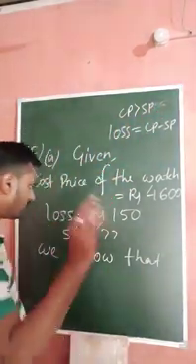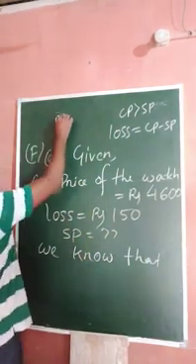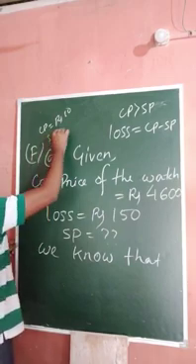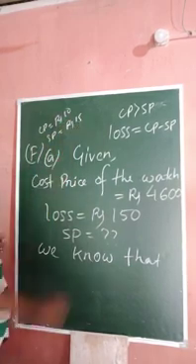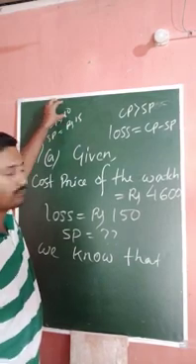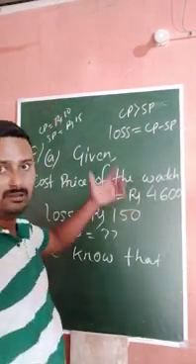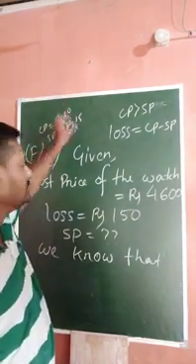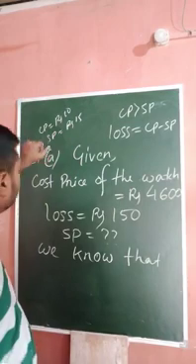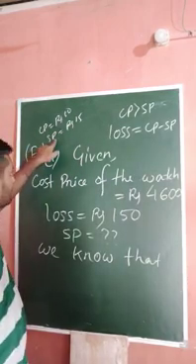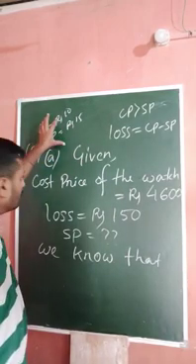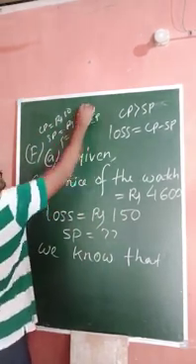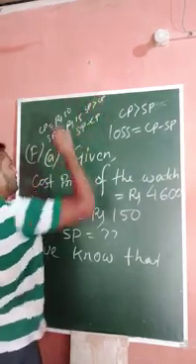Suppose you buy a pen at rupees 10 from a shop, and sell that same pen to another boy for rupees 15. Then in this case the selling price is greater than the cost price, so there will be a profit. Profit is equal to what? Selling price minus cost price. Whenever SP is greater than CP, there will be profit.